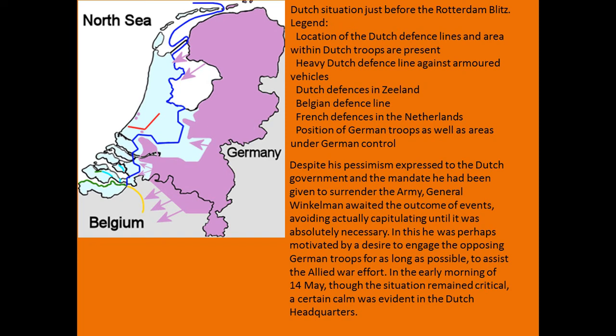So, despite his pessimism expressed to the Dutch government and the mandate he had been given to surrender the army, General Wilkenman evaded the outcome of events, avoiding actually capitulating until it was absolutely necessary. In this, he was perhaps motivated by a desire to engage the opposing German troops for as long as possible to assist the Allied war effort. In the early morning of the 14th of May, though, the situation remained critical. A certain calm was evident in the Dutch headquarters.